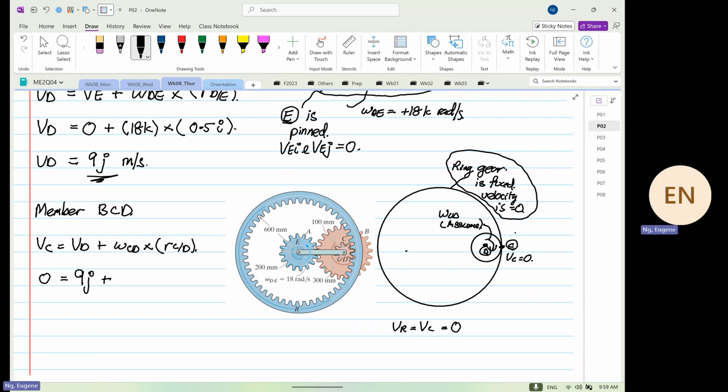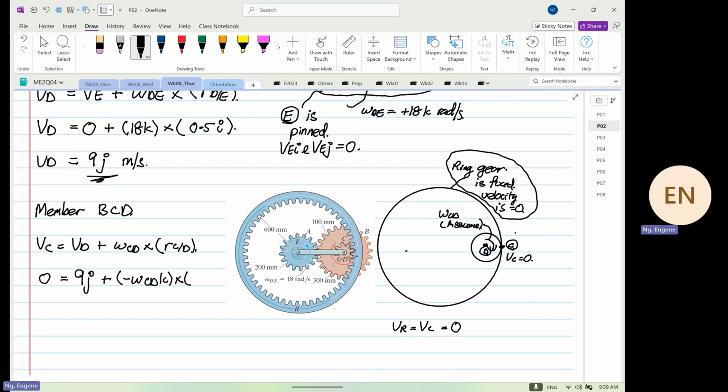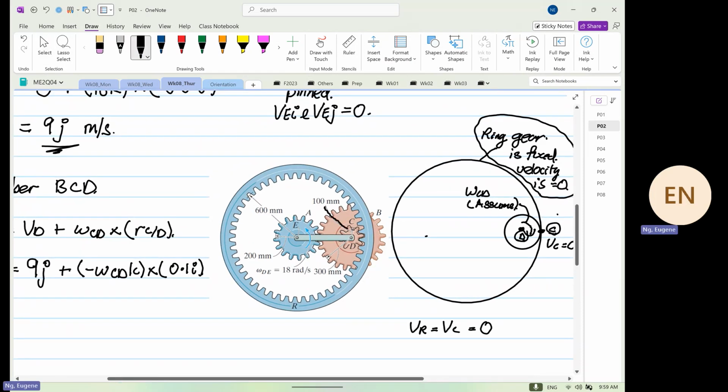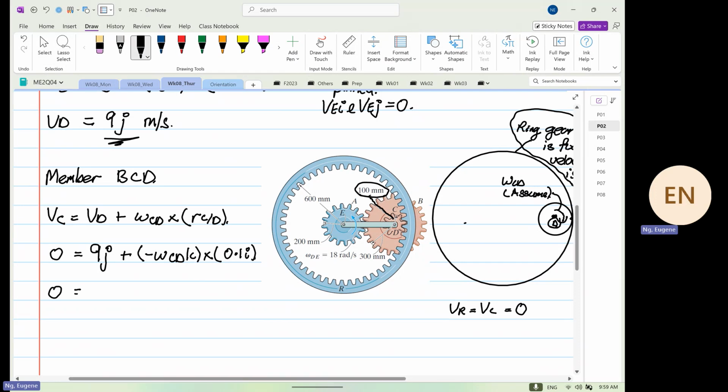So omega CD is what we don't know. We have negative omega CD k, cross the position vector. Given the geometry, point C from point D is going to be 0.1 i, because this is equal to 100 millimeters. So from here, this will be equal to 0, 9j, k cross i is positive, so minus 0.1 omega CD j.